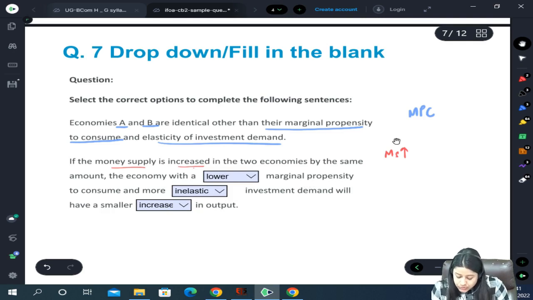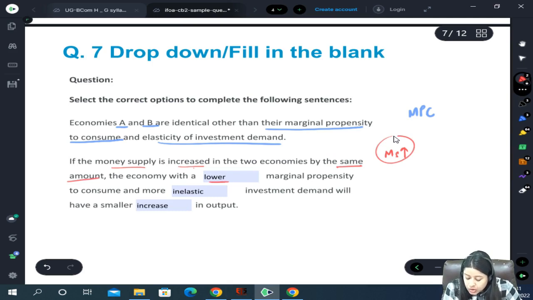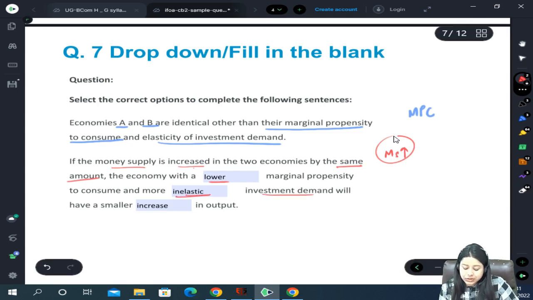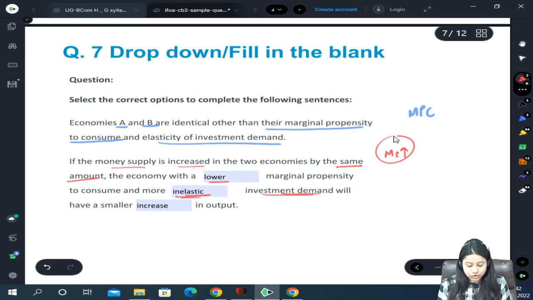Okay. So in the two economies, if money supply is increased by the same amount, then the economy with the lower marginal propensity to consume and more inelastic investment demand will have a smaller increase in output. It says smaller increase. Didn't understand? Obviously money supply is increasing. If my marginal propensity to consume is less, I will not spend more. Another thing, if it is inelastic investment demand, even if money supply is increasing, people are not readily going and investing because it's inelastic. So obviously output will increase by a lower amount, so smaller increase in output. Very good Shantini, is this clear?